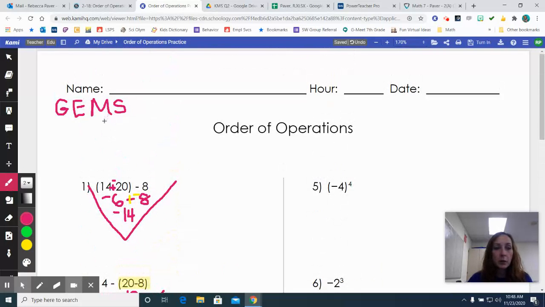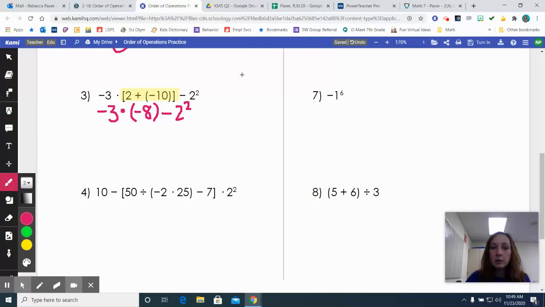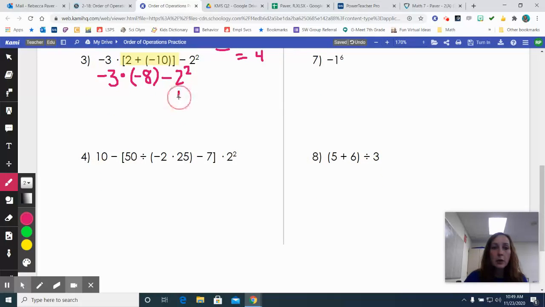Based on GEMS, multiplication, subtraction, exponents. Exponents comes first. So you can go off to the side if you need to. 2 squared is the same thing as 1 times the base, which is 2, as many times as the exponent, which is also 2, says. There's two groups of 2, so I'll have 1 times 2 times 2. That is the same thing as 1 times 2 is 2, times another 2 is 4. So 2 squared is 4. I'll put the answer directly underneath that part of the problem and recopy everything else where it is, how it is. So that's -3 times -8 minus 4.